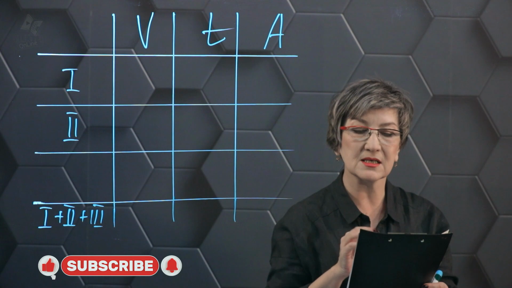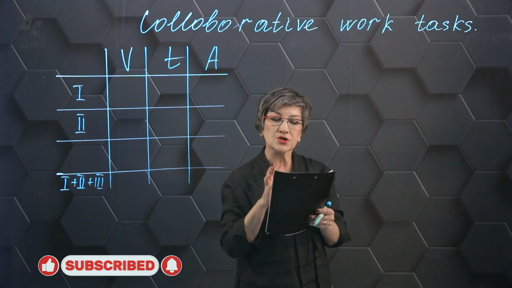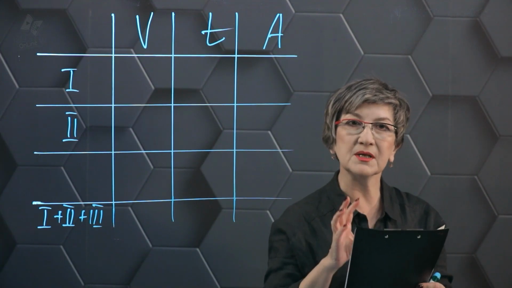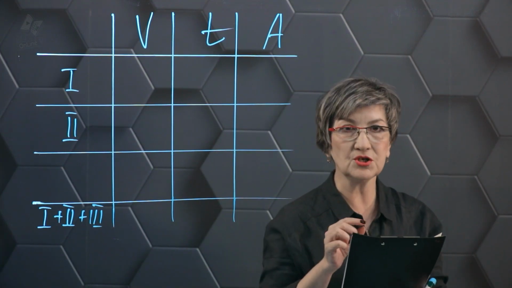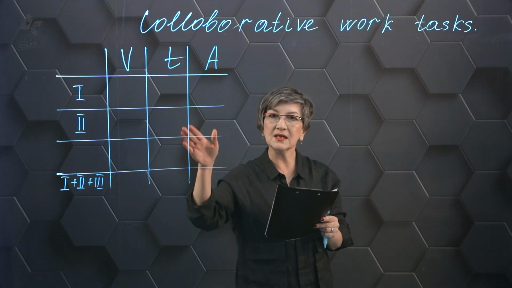The first worker can do the work in 24 hours. The second worker can do this work in 40 hours. At what time will the third worker complete this work if he works alone? Let's record the necessary data in our table.